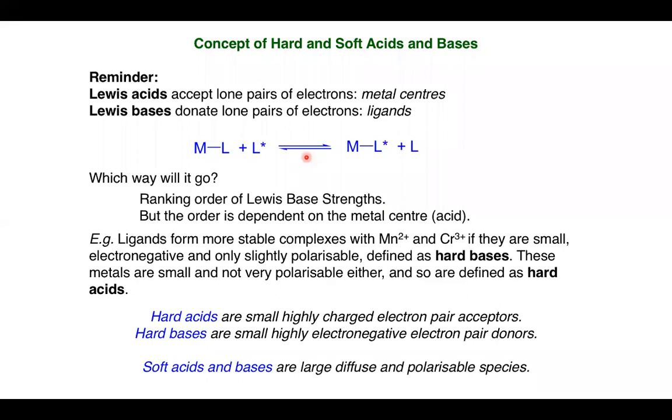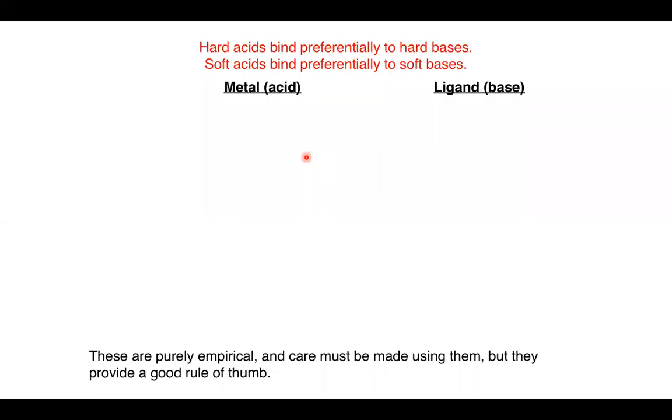So hard acids in general are small, highly charged electron pair acceptors, and hard bases are small, highly electronegative electron pair donors. Soft acids and bases are largely diffuse and polarizable species. Hard acids bind preferentially to hard bases, and soft acids bind preferentially to soft bases. Like prefers like: hard with hard, soft with soft. You can broadly classify metal ions and ligands into hard, soft, and borderline or intermediate, those that sit near the boundary of a particular class.